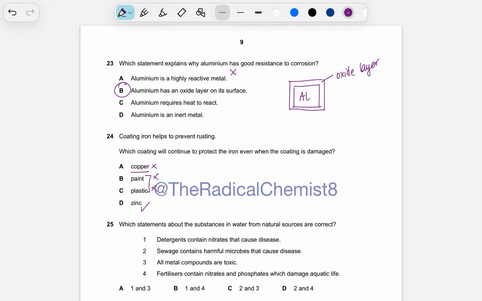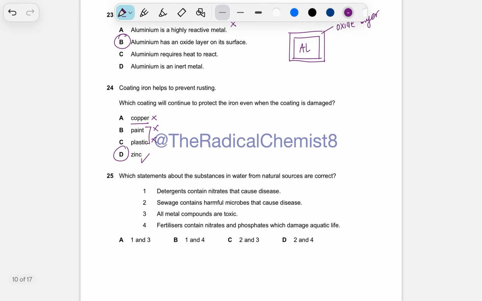Normally, iron is galvanized, or coated with other metals such as zinc, which is more reactive than iron, and it is oxidized preferentially to iron. So even if there are gaps and scratches and the iron is exposed, the zinc is more reactive, therefore loses electrons and forms ions in preference to iron metal. So your answer is D.